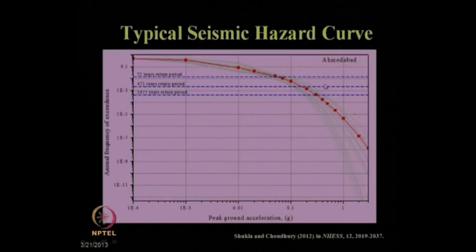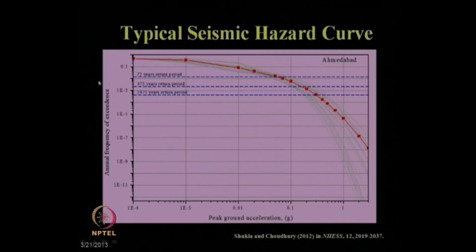So, this curve shows the typical seismic hazard curve for Ahmedabad city. You can see over here annual frequency of exceedance on the y axis and on the x axis peak ground acceleration. There are 3 levels you can see: 72 years return period, 475 years return period and 2475 years of return period.